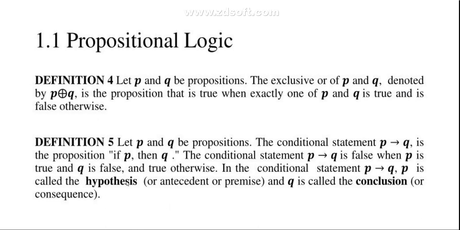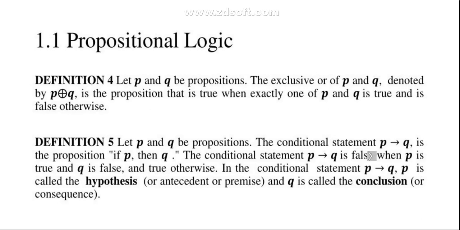Now see this example of definition 5. Let P and Q be propositions. The conditional statement, now remember the conditional statement. What will be the conditional statement? P conditional Q is the proposition: if P, then Q. Now we can see what the conditional law is. The conditional statement P conditional Q is false when P is true and Q is false. Keep in mind, P is true and Q is false.